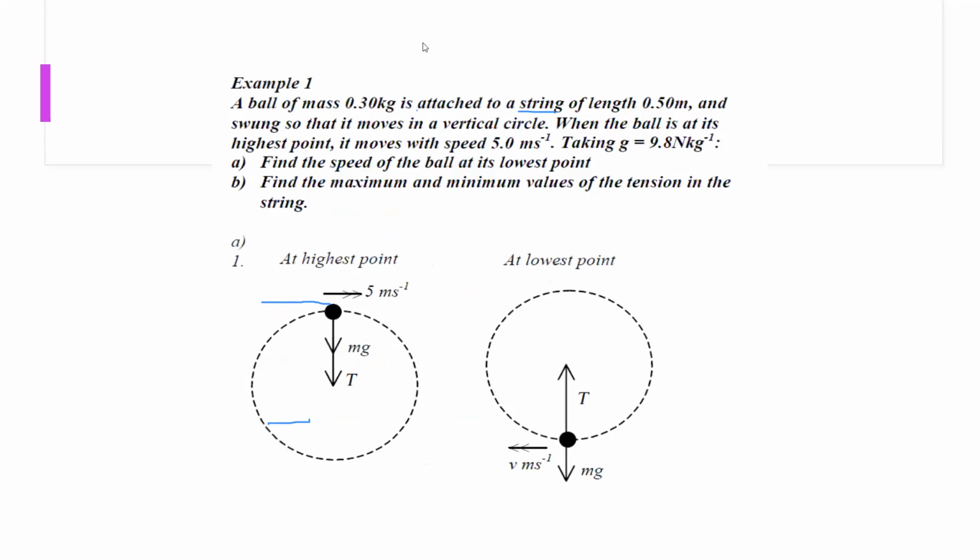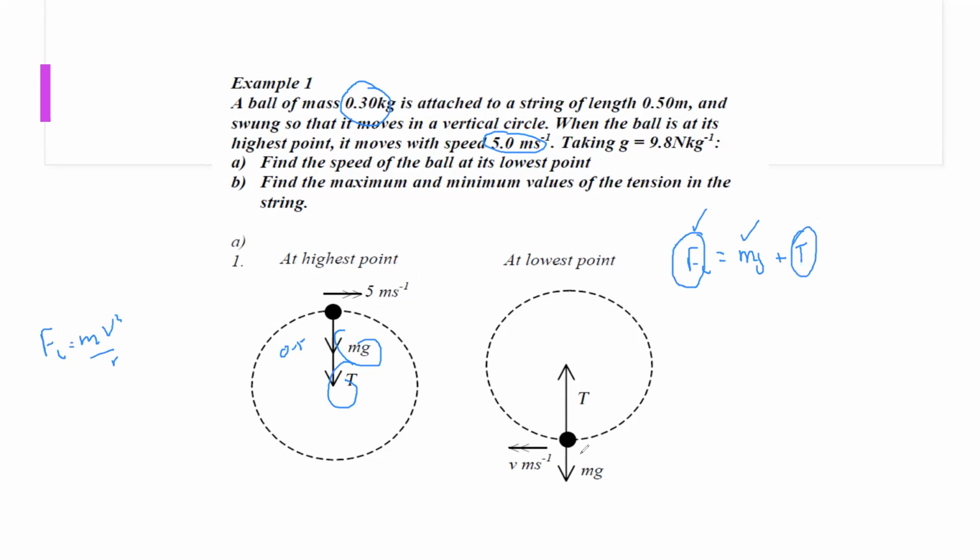if I need the tension at the highest point, the forces which are acting: the weight is acting down, the tension is also acting down. So centripetal force is equal to weight, which is mass into gravity, plus tension. How can I find centripetal force? The formula is mv square over r, where m is the mass, 0.3, v is the speed at which it is moving, which is 5, squared, and r is the radius of the circular path, which is 0.5. So you will get the centripetal force, mass and gravity are there, and you can find the tension.